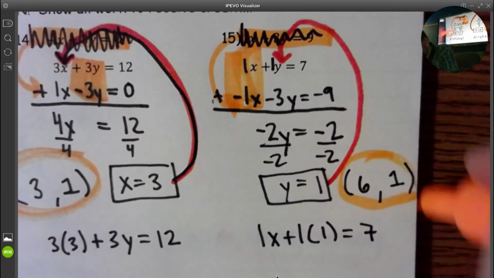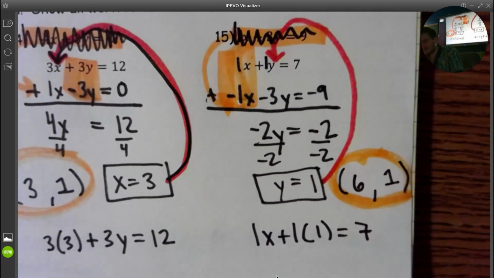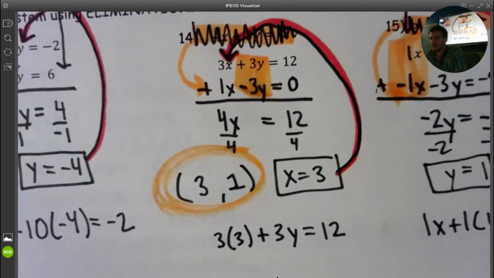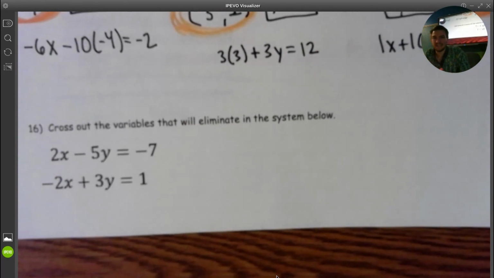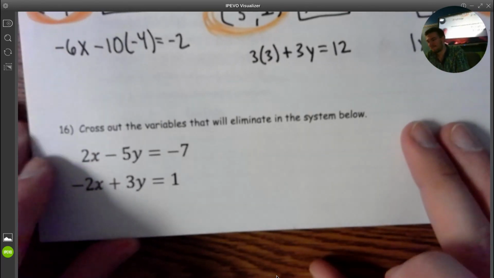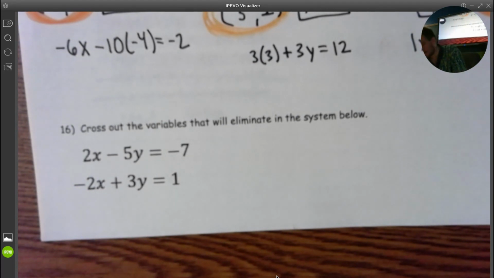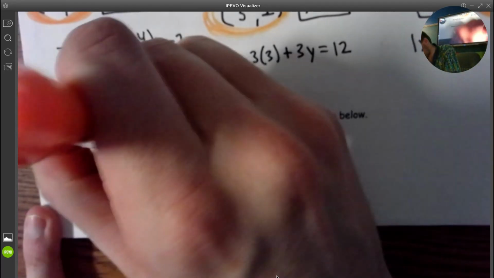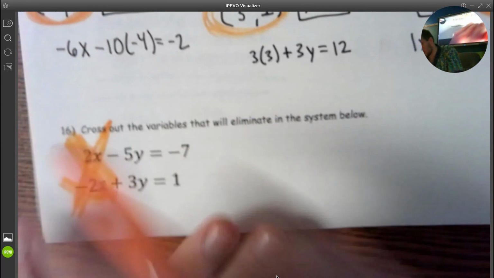That's pretty much all the questions like I've been saying because number 16 is so easy. Number 16 says cross out the variables that will eliminate in the system below. Final one. Which one is it? The x's or the y's? The x's. See ya. Cross them out.